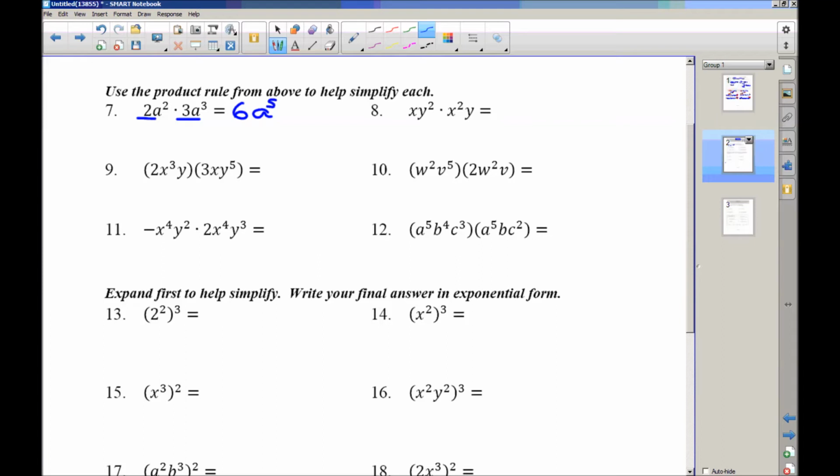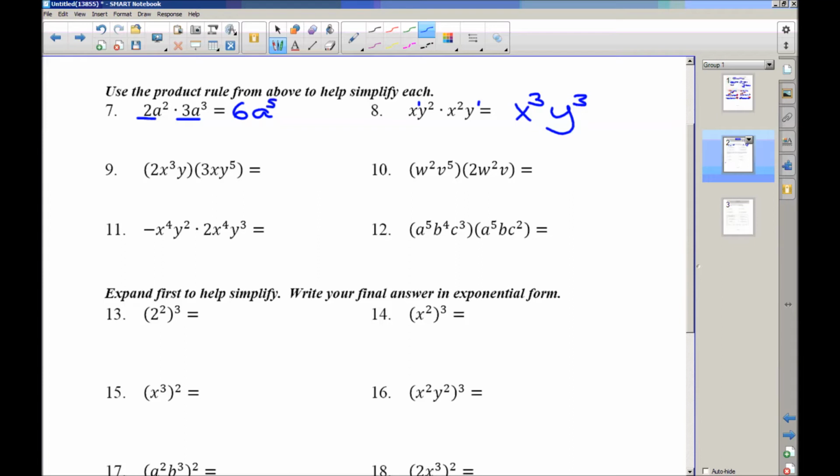All right, number 8. The coefficients are both 1, so 1 times 1 is still 1. We don't need a 1 in front of this. So we have x and y base both. In the first term, we have a 1 exponent on the x and a 2 exponent on the x in the second term, so 1 plus 2 makes 3. And in our second part, the y parts have a 2 exponent and a 1 exponent for 3. Okay, so the y base gets exponent of 3, and the x base gets exponent of 3.